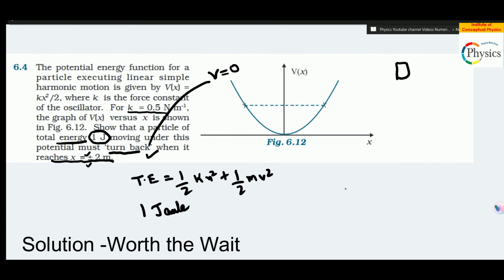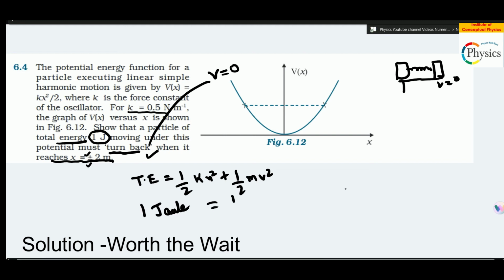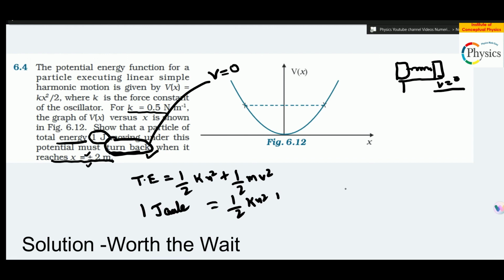Where it is, you pull it, here the potential energy is highest. It comes back, here the kinetic energy is the highest. So velocity is 0 here. So this is what I'm going to do, half k x squared, because I know it's a point of turn back. A point of turn back means velocity has to be 0, so the kinetic energy here becomes 0.